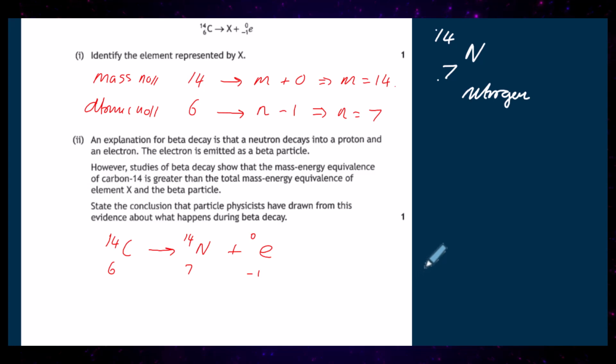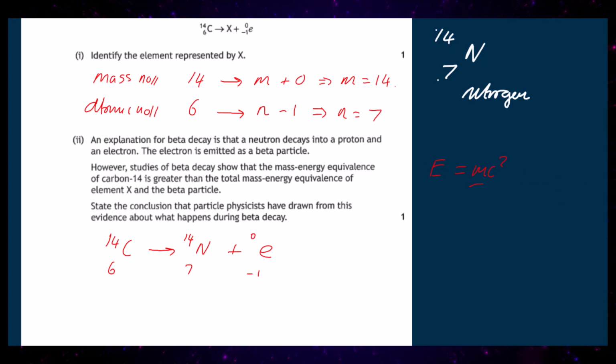Now, it's this phrase here, the total mass energy equivalence, and that means the mass and the energy. But remember, mass and energy are interchangeable when we come to talk about atomic and nuclear physics. Mass and energy are the same thing. The equivalence factor is that the energy is equal to mc squared. So if we've got some mass, we know how we can change it into energy by multiplying by c squared.